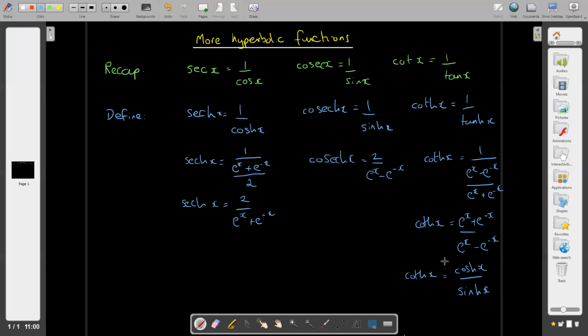Essentially, in simple terms, we've just added an h to everything and said the same for hyperbolic. That's how we've motivated the definition. Now I'm going to look at the graphs of each of these. I'm not going to look at the inverses for this lesson, just the basic graphs of sech, cosech, coth.